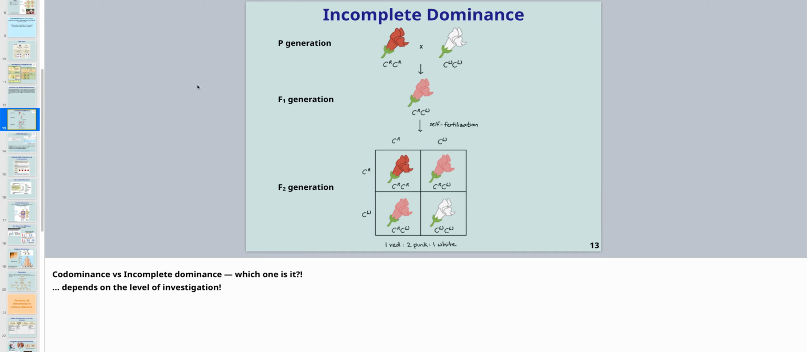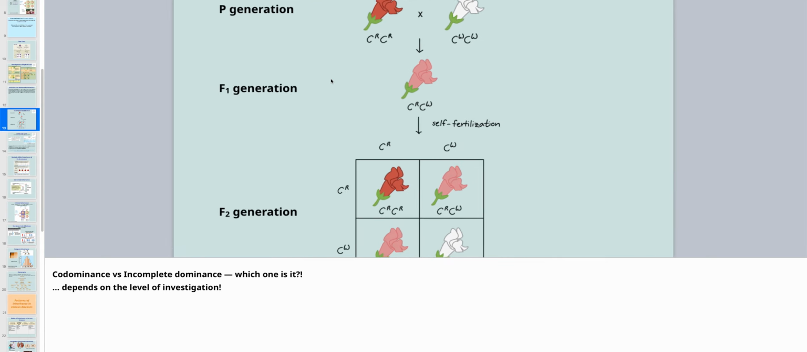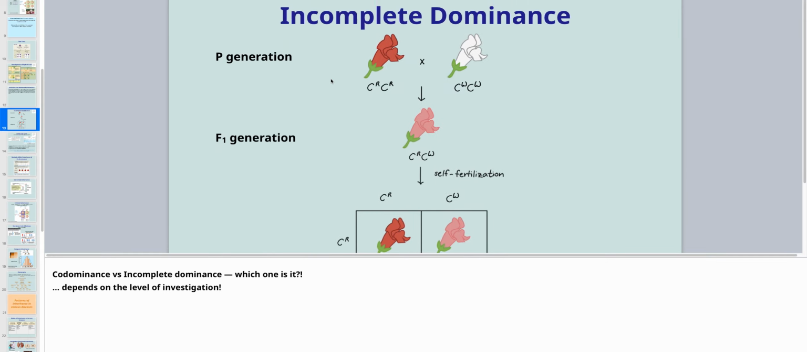Now, incomplete dominance. Last time we talked about codominance in ABO blood typing. Incomplete dominance is a little different. Let me explain. Incomplete dominance is when you cross 2 true breeding parents, and the offspring will exhibit a phenotype that is in between the 2 parents.